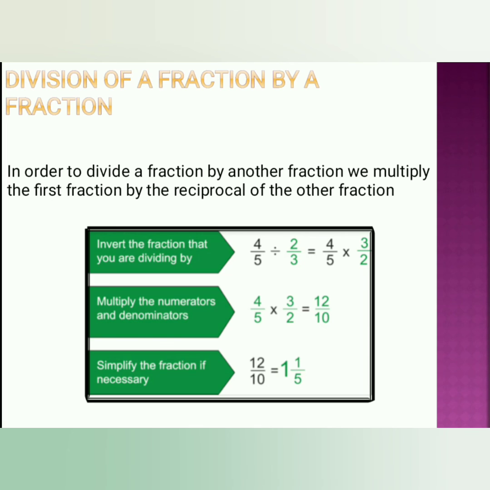Now we are going to multiply the numerators and denominators. 4 3s are 12. 5 2s are 10. Now we are going to simplify these fractions. 12 by 10 when simplified we are getting 1 whole 1 by 5. So in this way we are going to divide a fraction by a fraction.